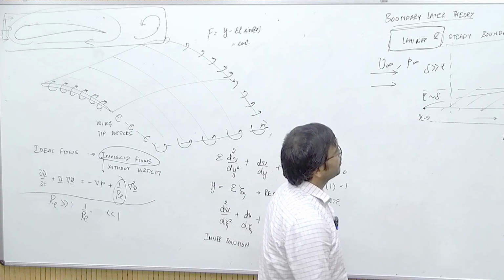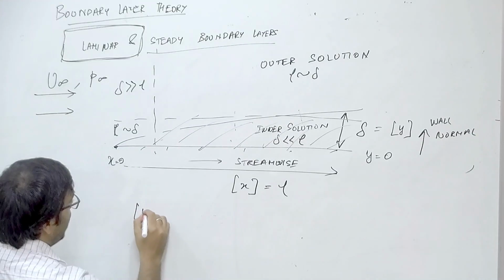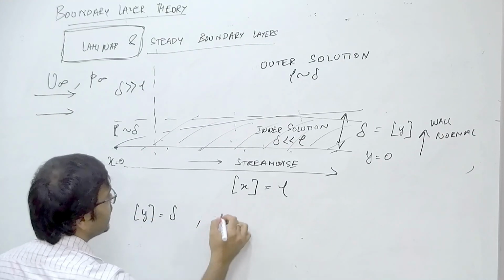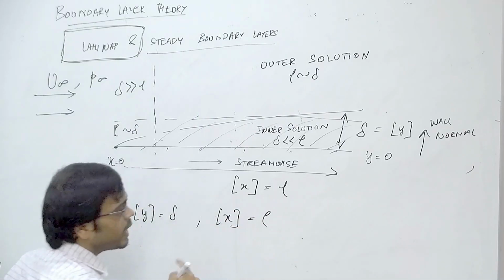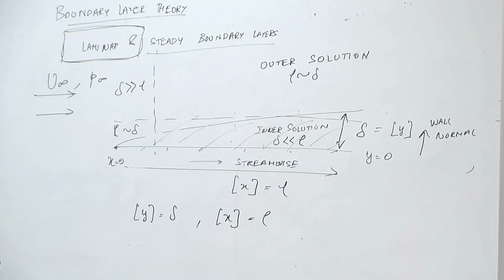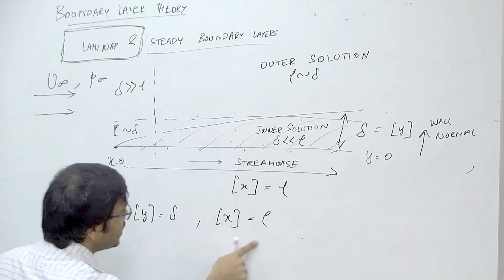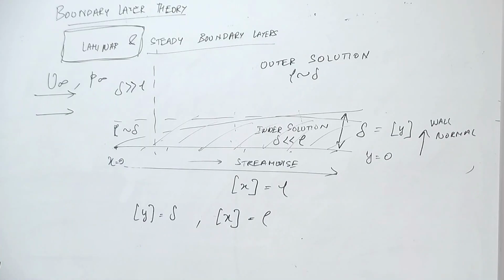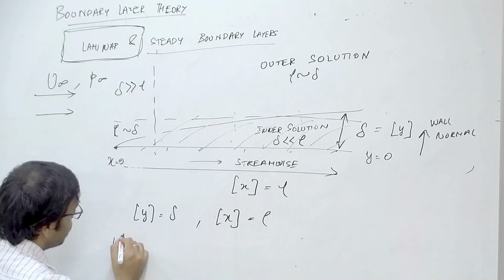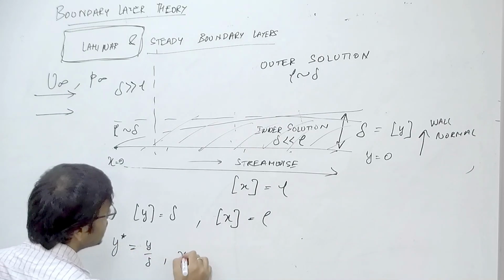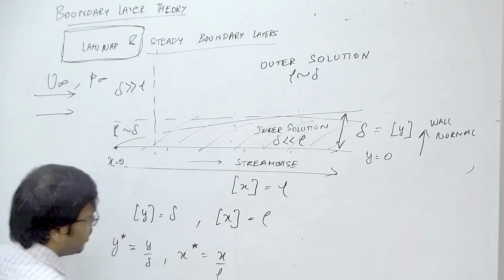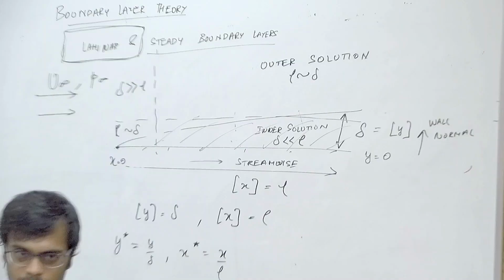So what we will do is take the y length scale as delta and the x length scale as L, and this should be very familiar to you. We did something very similar in lubrication approximation, where our y length scale was different from the x length scale. We will again look at y star, which is y by delta, and x star, which is x by L, and carry on with our analysis.